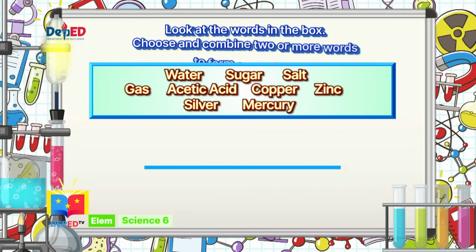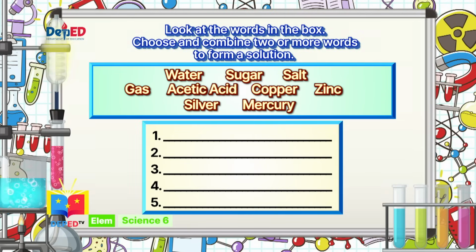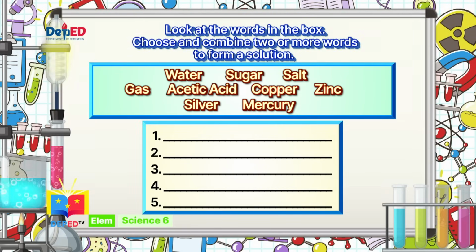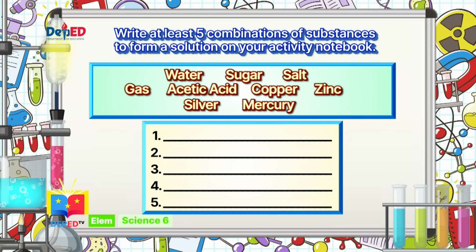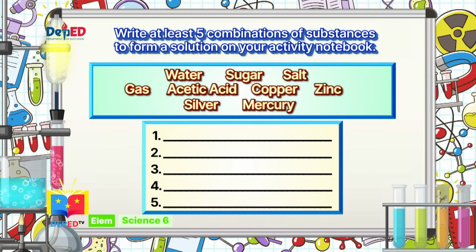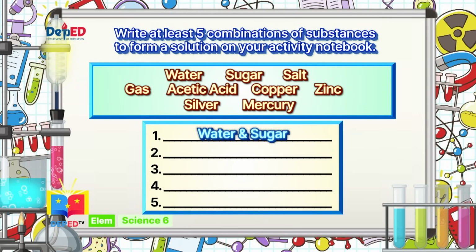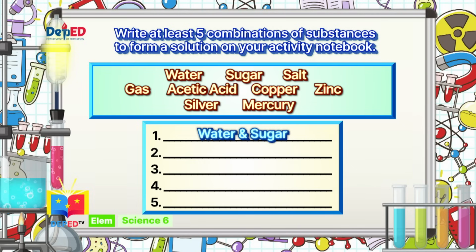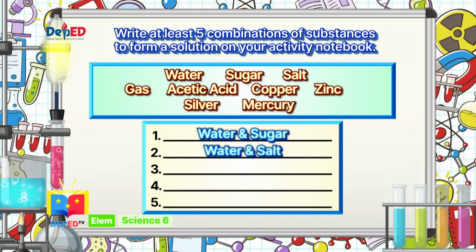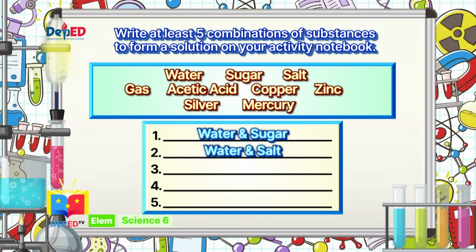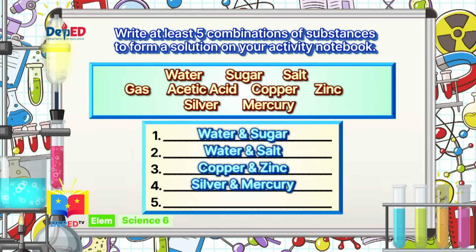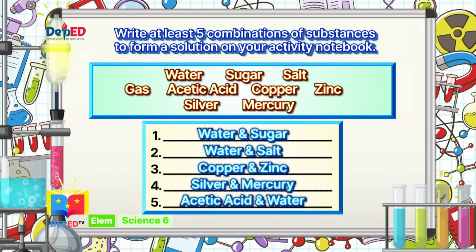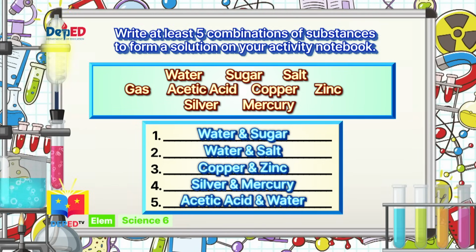Great! Look at the words in the box. Choose and combine two or more words to form a solution. Write at least 5 combinations of substances to form a solution in your activity notebook. These are the possible combinations of substances to form a solution. Number 1. Water and sugar. Number 2. Water and salt. Number 3. Copper and zinc. Number 4. Silver and mercury. Number 5. Acetic acid and water.